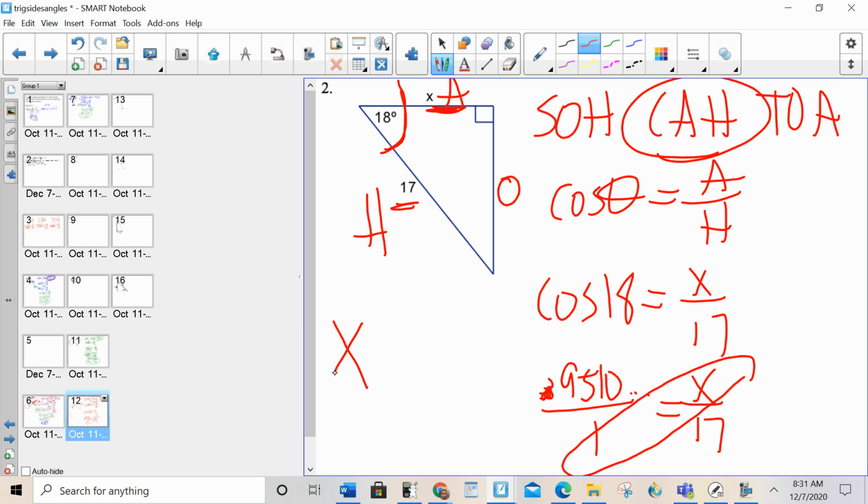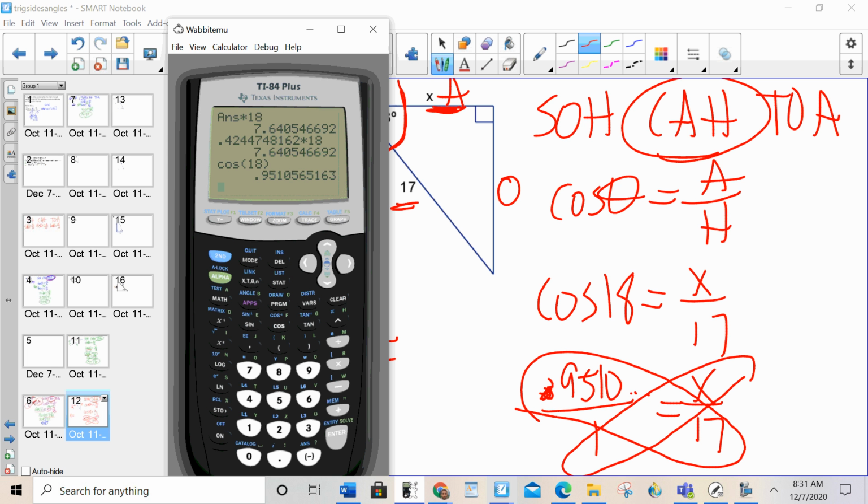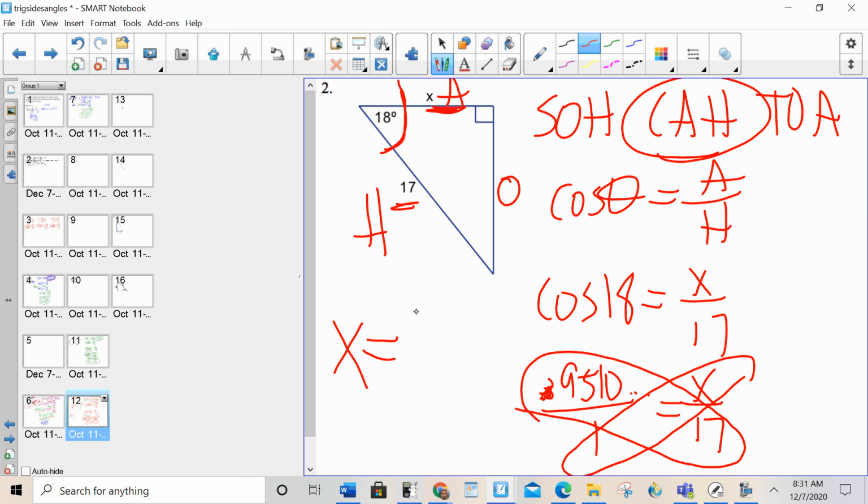X times 1 is x. 0.9510 dot, dot, dot times 17. I'm just going to take that 0.9510 times 17 to the nearest tenth. That's 16.2. And that's my answer.